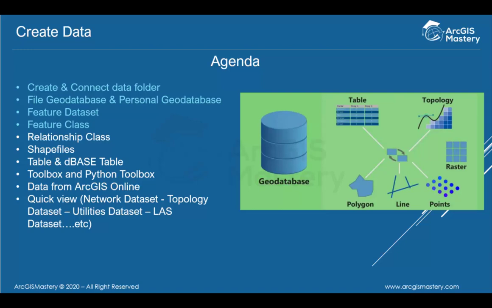Then we will create a feature dataset, which is a smaller container inside the bigger geodatabase. The feature dataset can be used as a container for specific data files, as we will see in a minute. We will create feature classes, and you can think of feature classes as shapefiles, but inside a geodatabase, because shapefiles are standalone separate files. As we see here, we have a geodatabase, and you can add to it a table, a topology, a raster, a relational class, points, line, and polygon. And we'll discuss each one of them in detail.